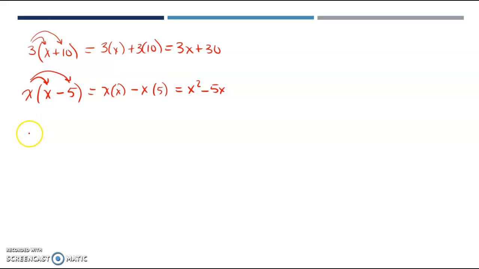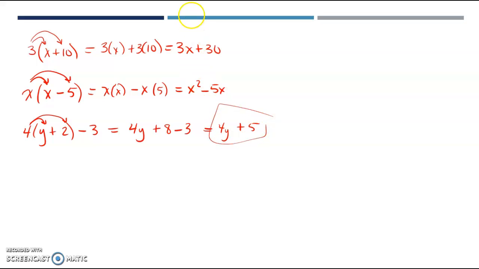So if I have something like 4 times y plus 2, minus 3. When I do my distributive property, it is only going to go to those that are inside the parentheses. So we're going to do 4 times y, which is 4y, and then 4 times 2, which is 8. So plus 8. And then the minus 3 just stays, and that would be a combined like term. So we'd have 4y plus 5. And then that would be our final answer.